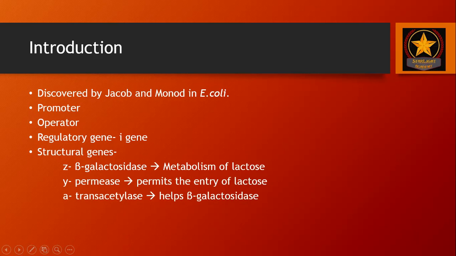Z gene codes for an enzyme named beta-galactosidase, Y codes for the enzyme permease, whereas A codes for the enzyme transacetylase. Beta-galactosidase is the main enzyme of this operon which helps in the metabolism of lactose to glucose and galactose in order to derive energy out of lactose. Permease is the enzyme which permits the entry of lactose from the medium into the cell. And transacetylase is the enzyme which helps beta-galactosidase.